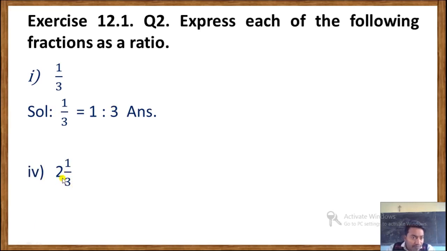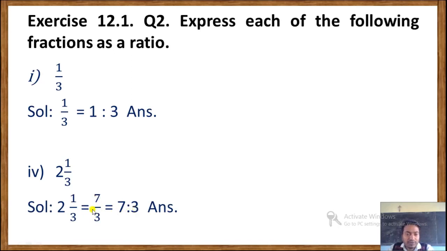Here we have the fraction in mixed fraction. First we'll convert it into an improper fraction. So I will convert 3 into 2, 6 plus 1, 7 by 3. And how will I write it? 7 ratio 3, because 7 is the first term and 3 is the second term. So 7 ratio 3 is the answer. Understood?